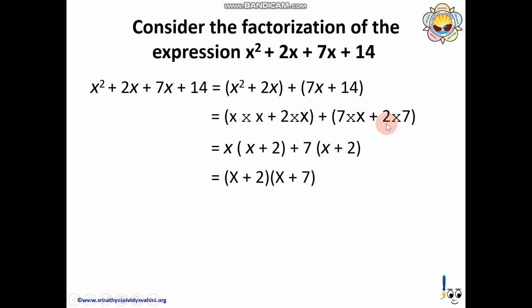And for this, what is the common factor? 7. If you take out 7, what will be left? x plus 2. Now in these two terms, this is the first term and this is the second term. What is common in these two terms? x plus 2 is common. So again we'll take out x plus 2 as common, and what will be left? x plus 7 will be left. So x plus 7 and x plus 2 are the two factors of this expression.